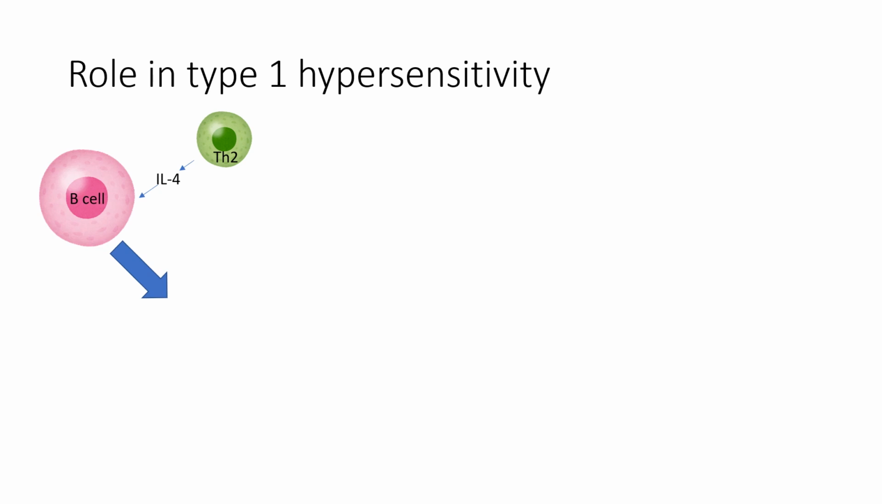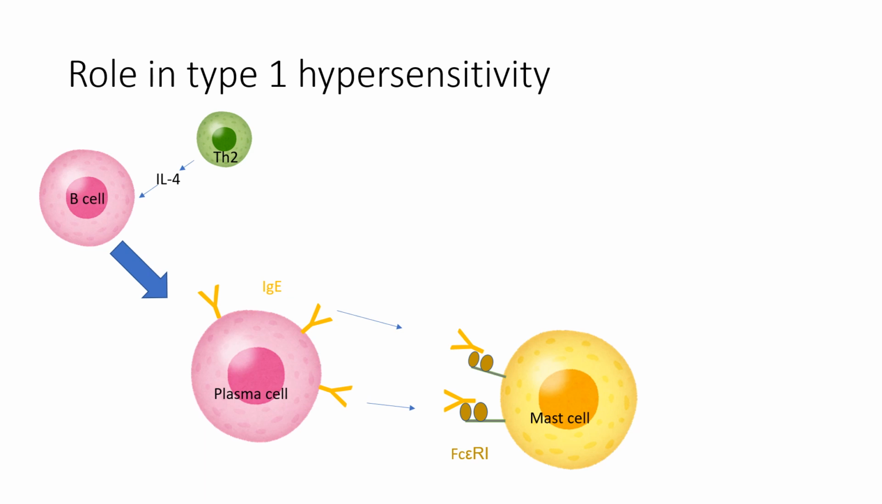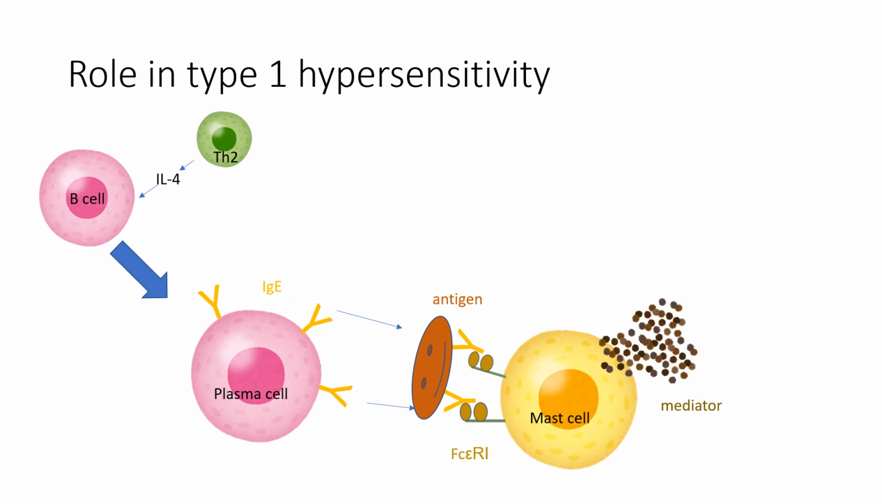IgE produced by plasma cells binds to mast cells. The mast cell receptor to which IgE binds is called Fc epsilon receptor 1. Antigens then bind to IgE, bridging multiple IgE bound to Fc epsilon R1. This cross-link structure activates mast cells, which release mediators.